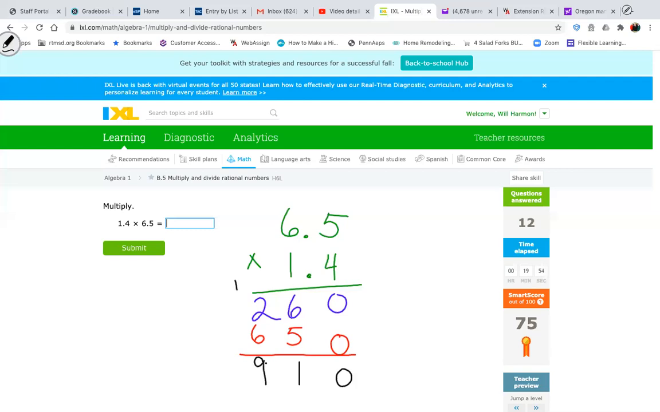Now, where does my decimal point go? Between the 1 and the 0? Maybe, maybe not. Where? 9 and the 1. Between the 9 and the 1, because I have 2 decimal points, or 2 numbers after the decimal point. So it would be 9.10.